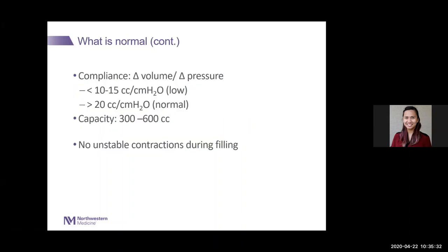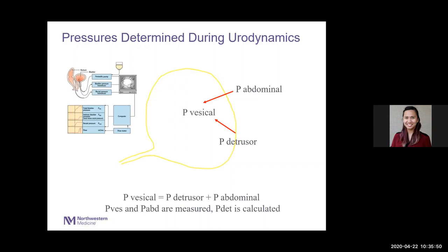So what's a normal compliance? Again, this is measured by change in volume over change in pressure. Sorry, I forgot to change the cc's to ml's here, but same thing. So you want a highly compliant bladder. You want to be able to get to a large volume at a low pressure. And you don't want there to be unstable contractions during filling. Again, going back to how you measure this, we're talking about measuring what's happening with the detrusor pressures.